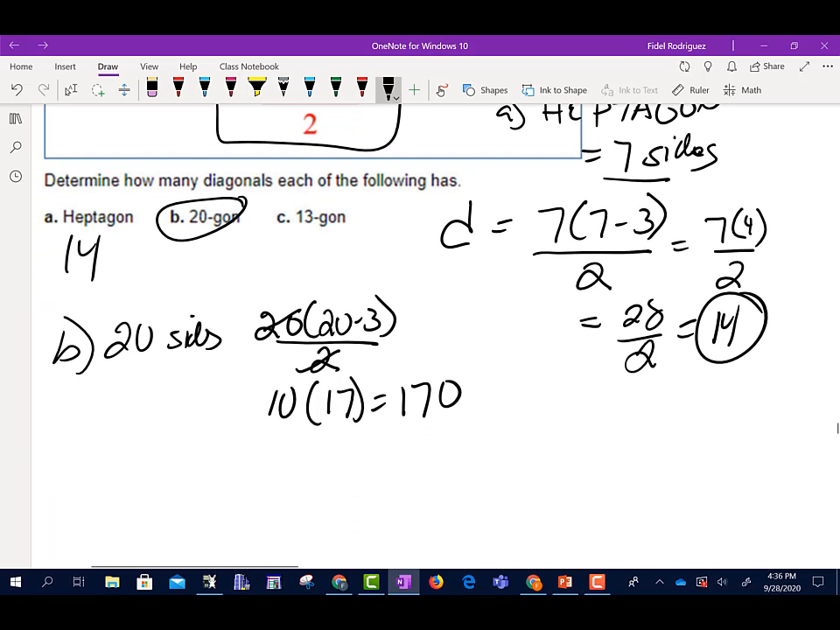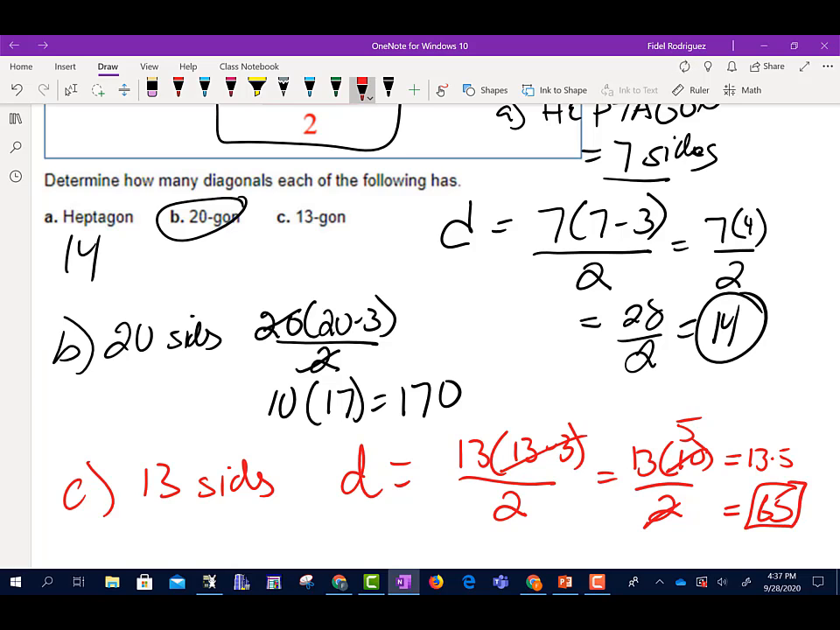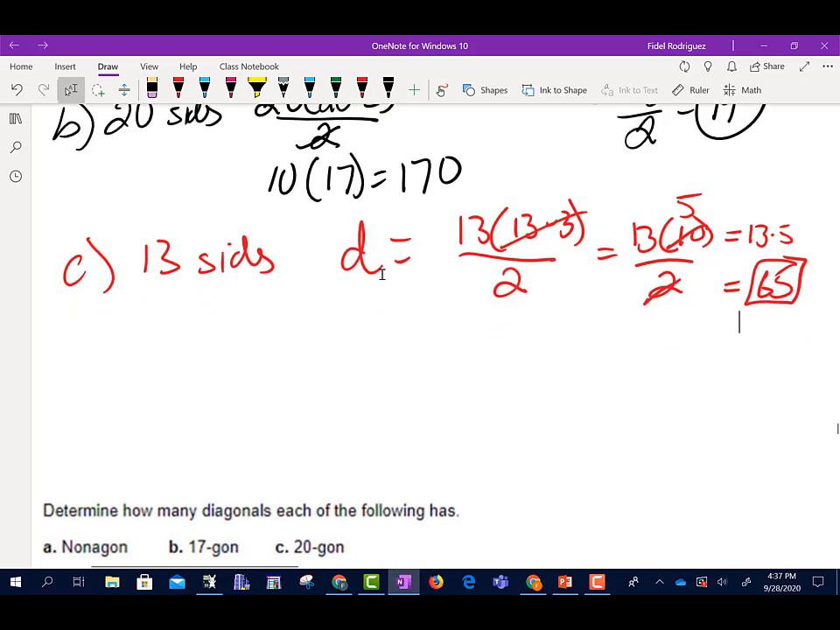And then part C is asking us for a 13-gon. So that's 13 sides, okay? So the number of diagonals is going to be 13 times (13 minus 3), all divided by 2. So that's 13. 13 minus 3 is 10 divided by 2. 2 goes into 10 5 times. And 13 times 5 should be 65. Okay. Here's my number of diagonals.